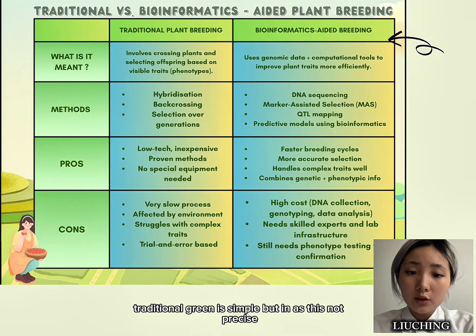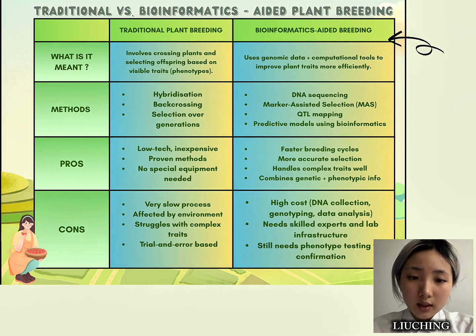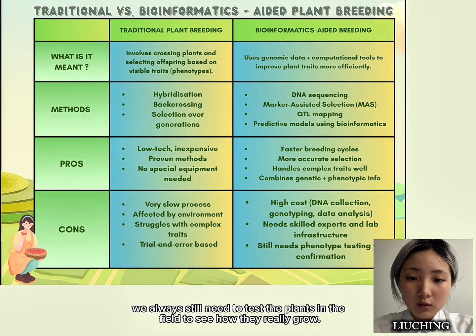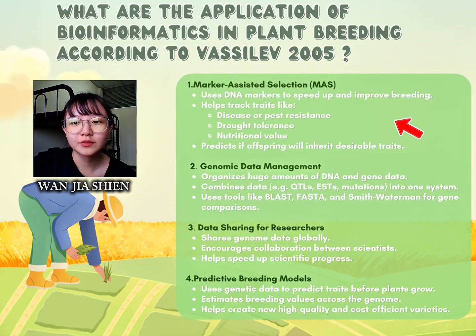In short, traditional breeding is simple but it's not perfect. Bioinformatics is smart and fast, but it costs more. And no matter what, we still have to test the plants in the real world.